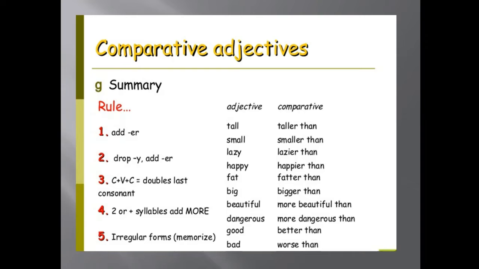Summary. Rule 1. Add er. Tall, taller than. Small, smaller than. Drop y, add ier. Lazy, lazier than. Consonant, vowel, consonant. Double the last consonant. Fat, fatter than. Big, bigger than. 2 or more syllables, add more. More beautiful than, more dangerous than. Irregular forms, good, better than, bad, worse than.